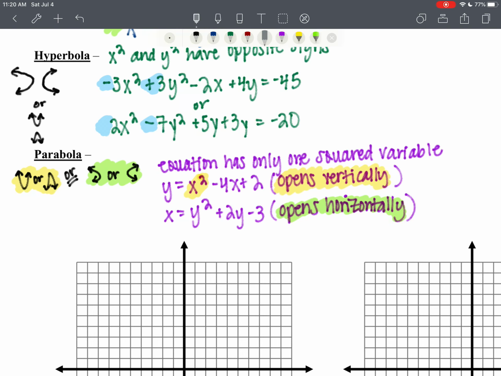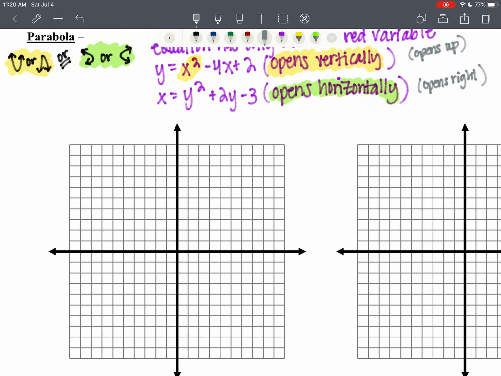Now I'm going to take this just one step further. Opens vertically. Remember we said specifically this one's going to open up. And opens horizontally, this one's going to open right. And we'll talk more about that. You can see the grids that are occurring here. We're going to talk more about that.